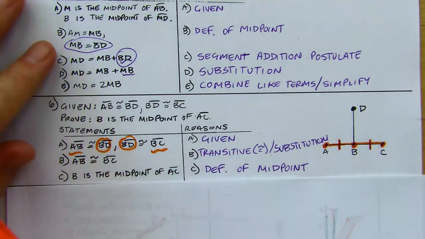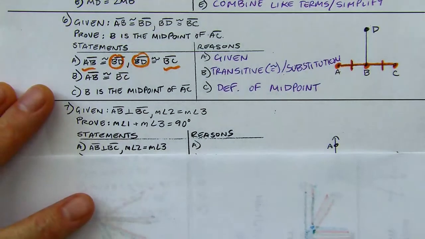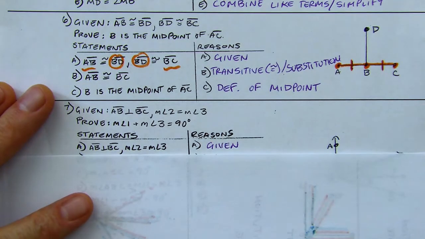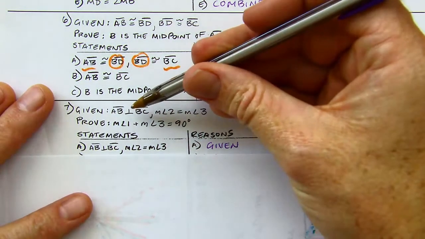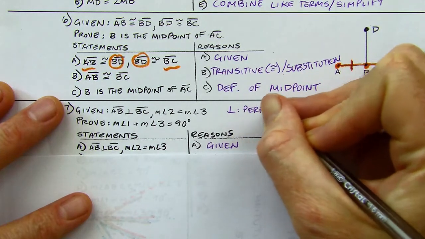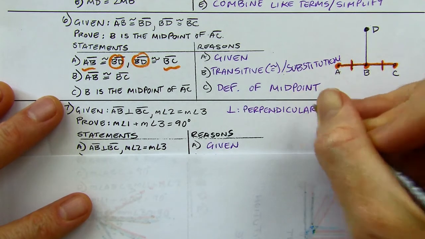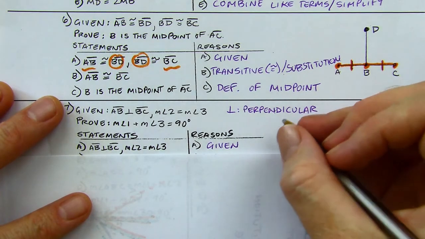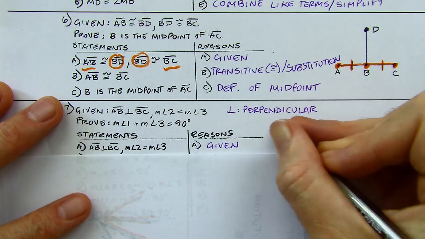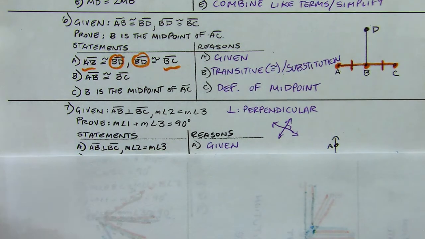Okay, and on to number 7. Last but not least. First step is given. I do want to take a second and talk about this symbol. Maybe some of you haven't seen it before. That symbol means perpendicular. And things that are perpendicular, like lines, line segments, or rays, are going to form right angles. They're going to be at a 90-degree angle from one another.